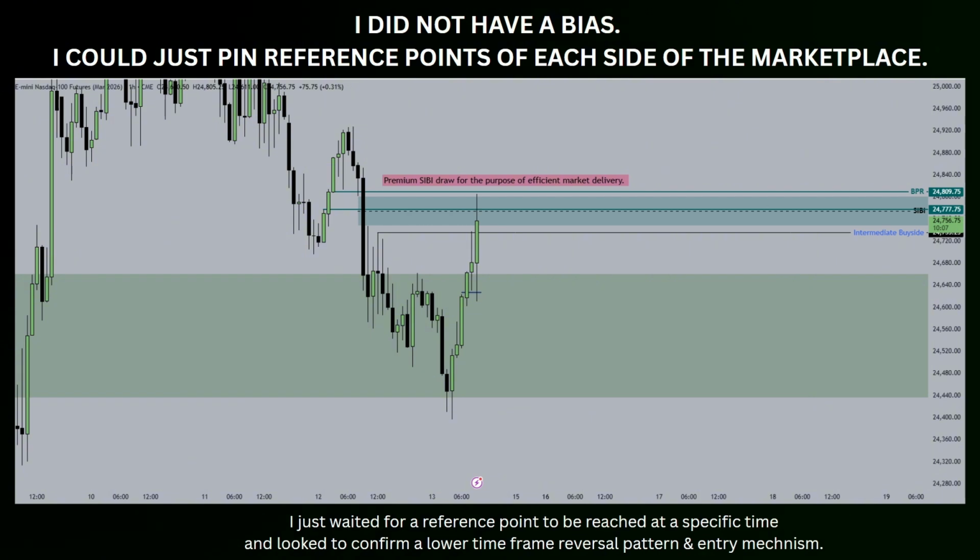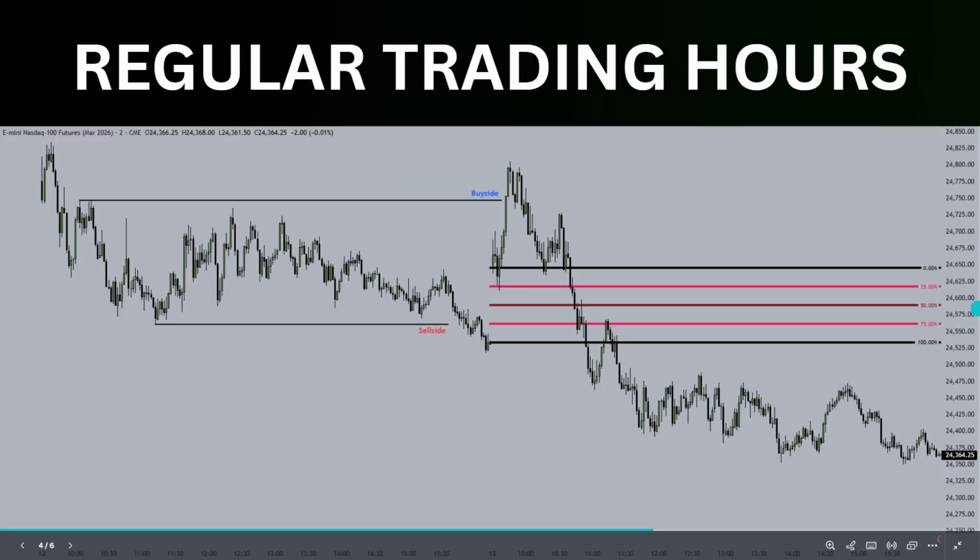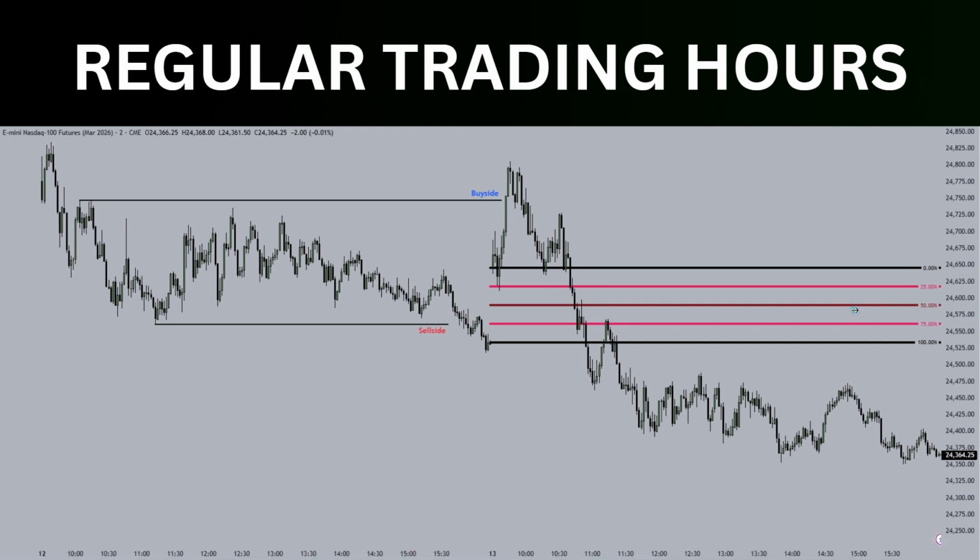So it's really as simple as what I've written at the bottom here. I just waited for a reference point to be reached at a specific time and looked to confirm a lower time frame reversal pattern and entry mechanism. And that moves us on to the lower time frame charts.